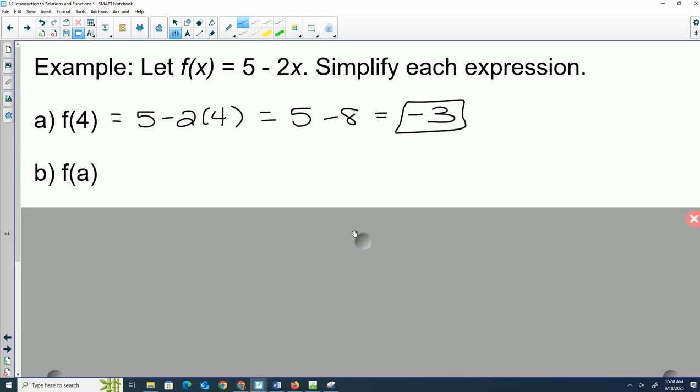But sometimes you may not be asked to plug in a number, so you don't have to get a number answer. If I put in f of a, you get 5 minus 2, I'm just replacing my x with a. So it's 5 minus 2a. Are those like terms? We can't subtract them. That's my answer. Just 5 minus 2a.